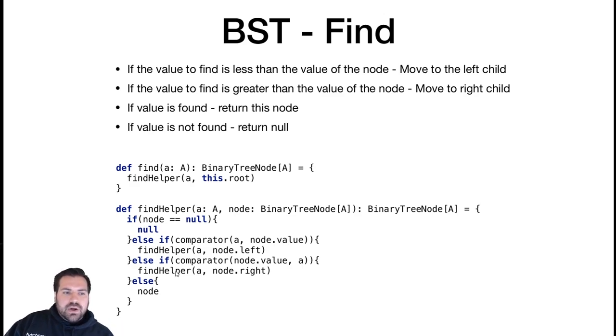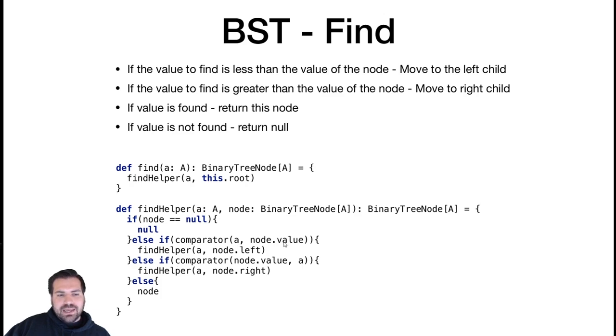Otherwise, our two recursive steps are going to be if A is less than, or rather, according to this comparator, if A should come before node.value in the fully sorted order, then I'm going to move to the left subtree, make the recursive call. I'm still looking for A, but I'm going to move to the left subtree and make that recursive call over there. So that node.left is now the node that we're currently visiting, looking for this value A.